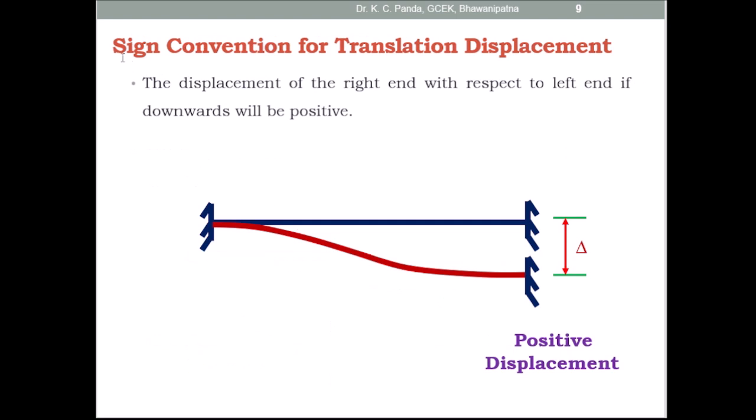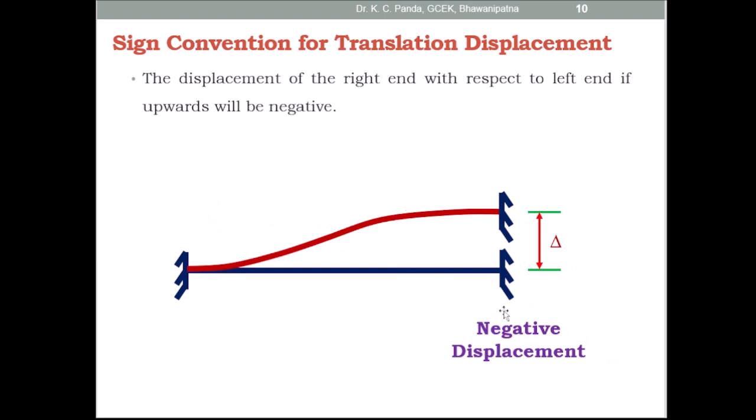Then what is the sign convention used for the translation displacement? Here you see the displacement of the right hand. This is the left hand and this is the right hand. The displacement of the right hand with respect to the left hand, if in the downward direction, is considered positive. So if the right hand displacement with respect to the left hand is in the downward direction, you have to take positive displacement.